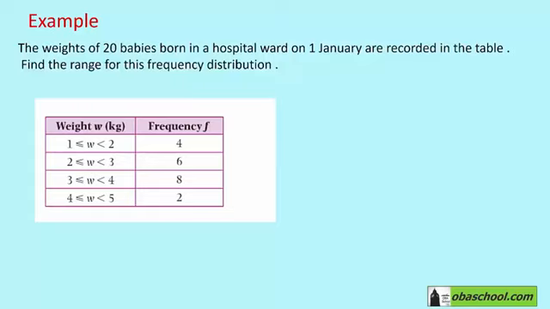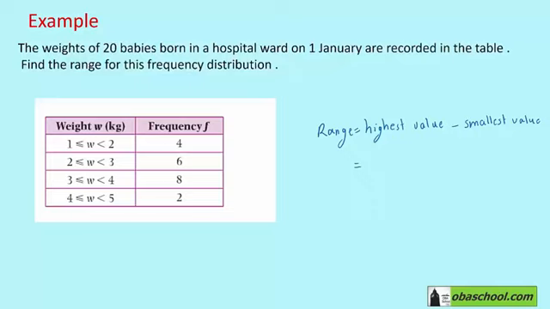Now, take a look at the left column. The left column is the column that contains all the units. It contains the values: 1 to 2 kilograms, 2 to 3, 3 to 4, and 4 to 5. So, we need to find the range of that. And the range is the highest value out of all values minus the smallest value. So, let's take a look.